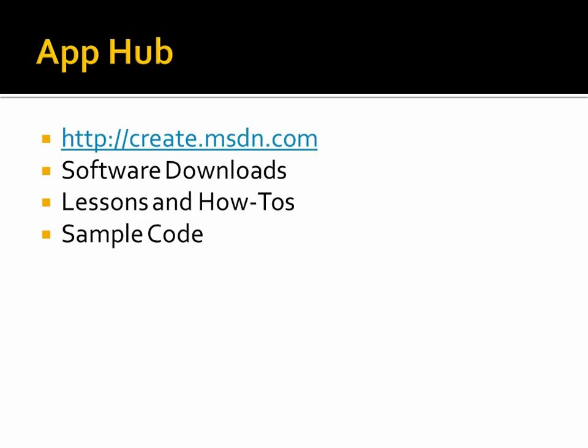The App Hub is your one-stop shop. It used to be the Creators Club. It has all your Windows Phone 7 stuff, has all your XNA stuff. You've got software downloads. It's where you can actually get the developer tools and whatnot. Sample code. There's an extensive set of forums. If you actually go into the forums and find the Game Studio forums, you'll see me all over the place. You do have to create an account.